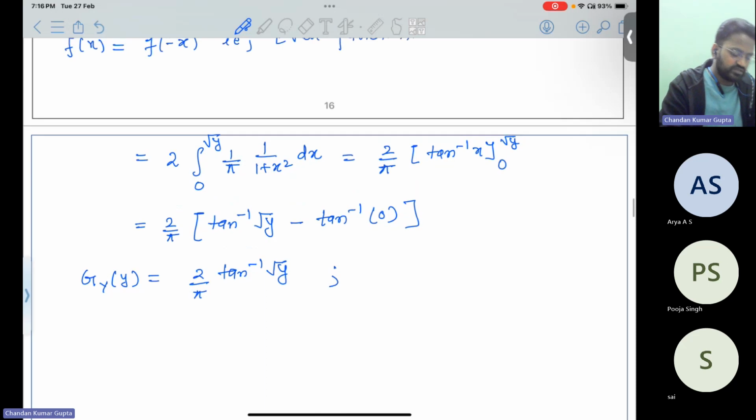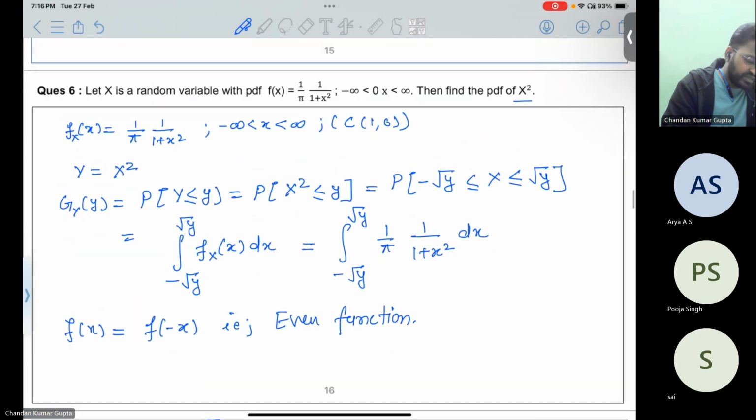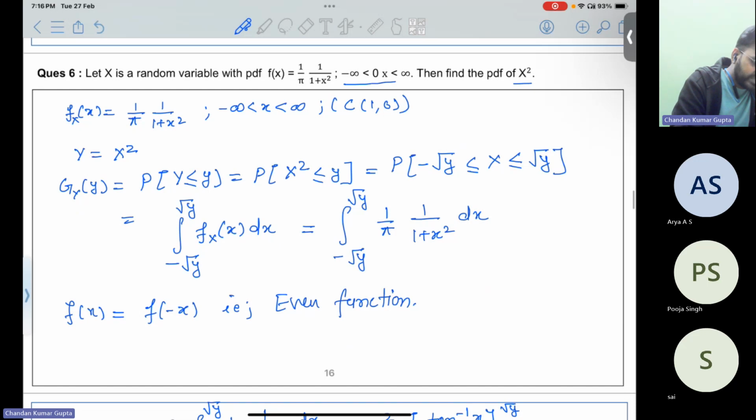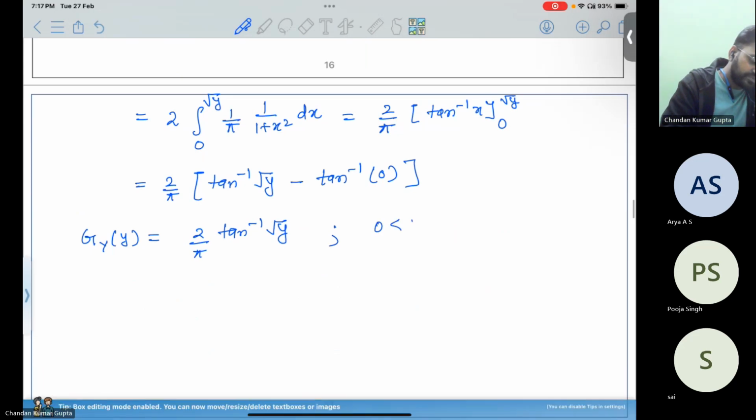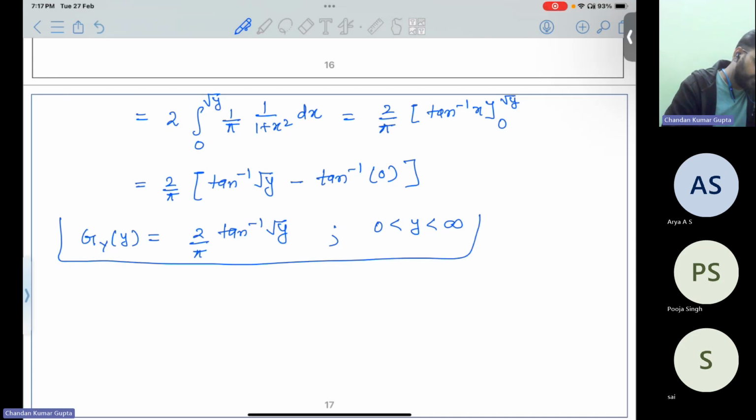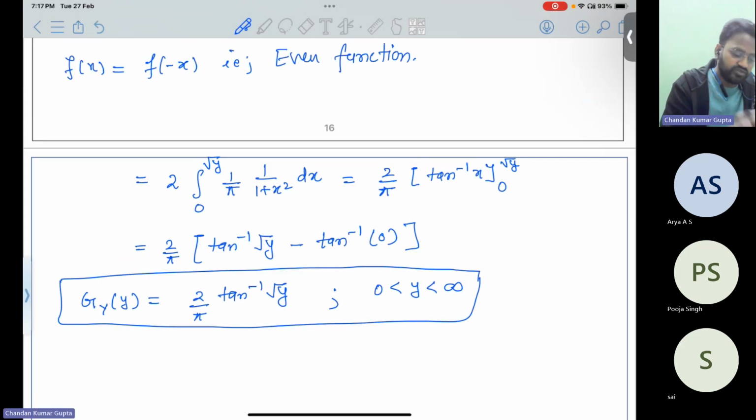Now, what is the range of y? From here, the range of x is minus infinity to infinity. Okay, this 0 is not there actually; by mistake it is written here. The range of x is minus infinity to infinity. So Y equal to X square means the range of y should be 0 to infinity. So this is the CDF of the Y variable, which is Y equal to X square.